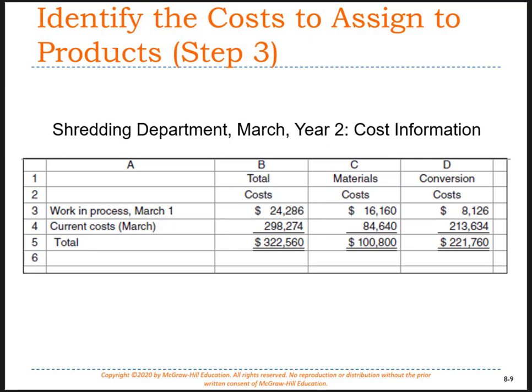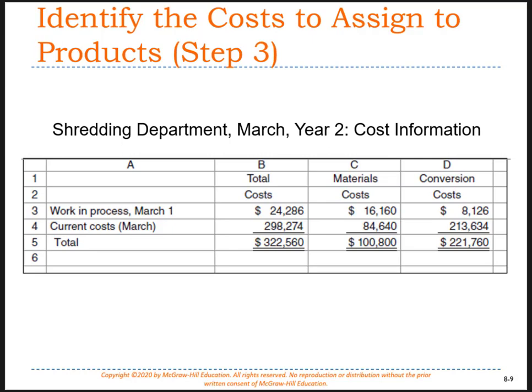So if you imagine your T account, there would be in your work in process, and I tell students that most of the time, if you really want your system to run in process costing, you're going to have a T account for each department's work in process. So work in process, shredding department would have had 24,286 when we started the month. That's the dollar amount that would have been in that T account. 16,160 of that were materials, 8,126 were conversion costs.